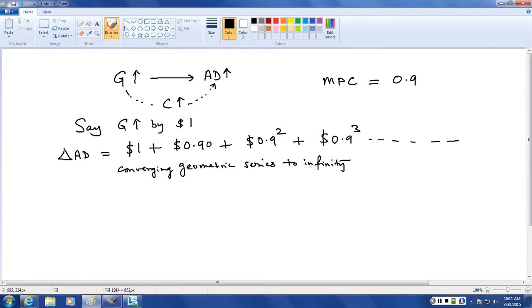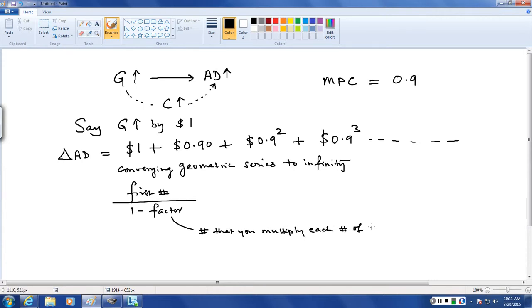Now, there is a formula for adding up this series. What's the formula for adding up this series? It's the first number of the series divided by 1 minus the factor of the series. Now, what's the factor of the series? The factor of the series is the number that you multiply each number of the series by to get the next number of the series.